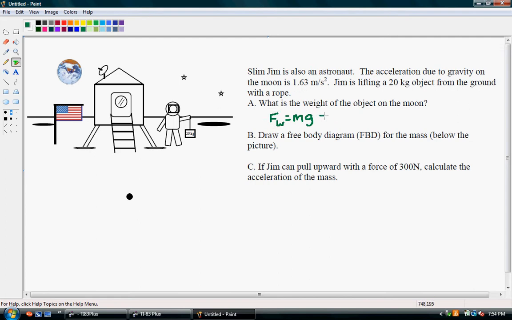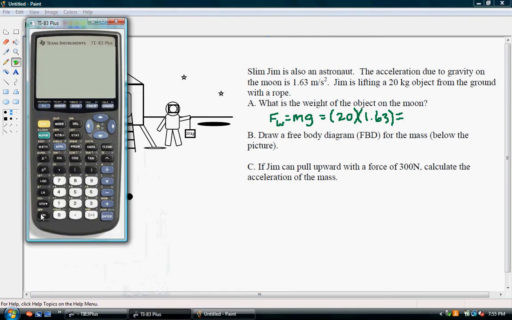So this object that has a mass of 20 kilograms is going to have a weight of 20 times 1.63 newtons on the moon. Let's grab our calculator. 20 times 1.63, and that gives us 32.6. So where it would weigh a lot more on Earth, it only weighs 32.6 newtons on the moon.